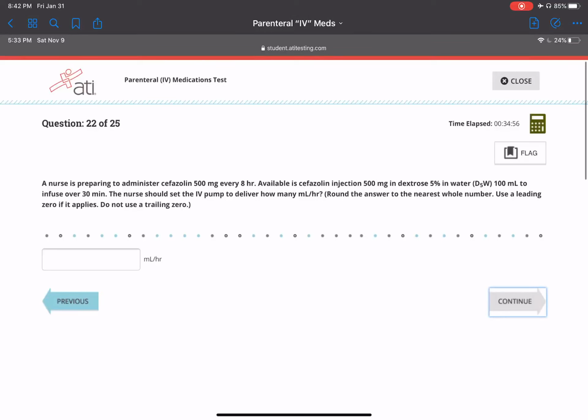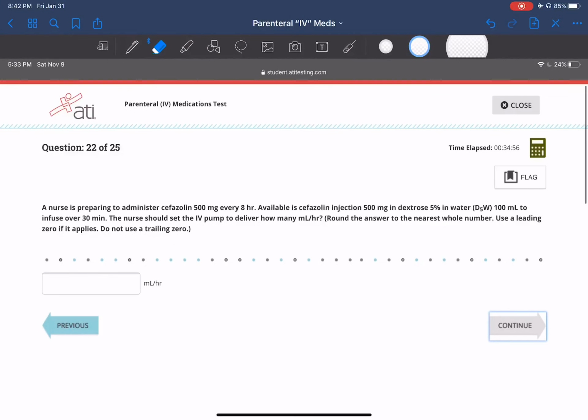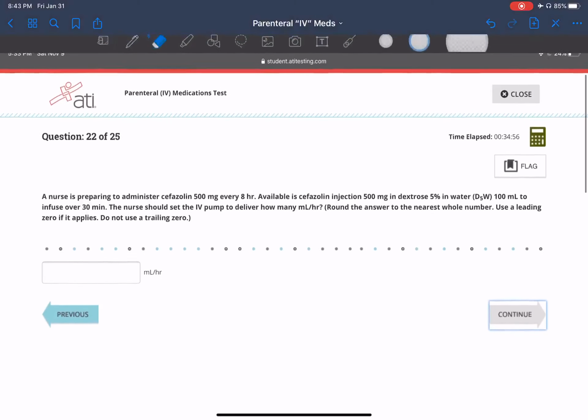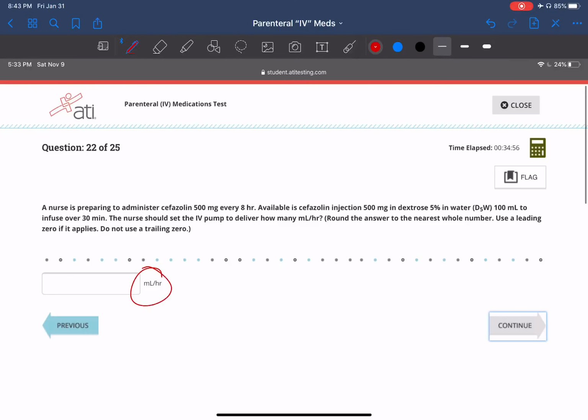We're almost done. All right, so this one, ml per hour. Easy peasy, we're going through it fast. Okay, ml per hour. Let's find the mLs.